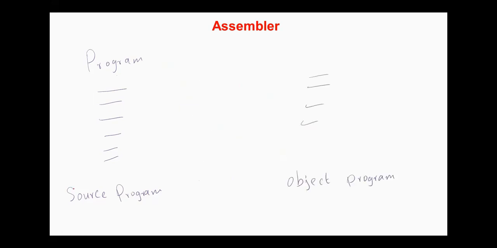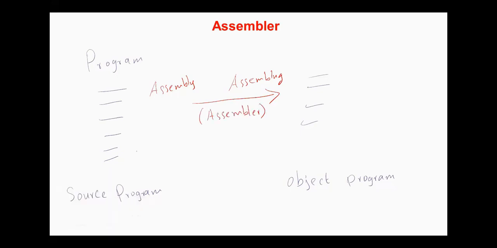A program written in any programming language, including assembly language, is called a source program. In order to be executed, this program should be translated into machine language code called object code. If the source program is written in an assembly language, the process of translating it to an object code is called assembling, and the software or program used for this purpose is called an assembler.